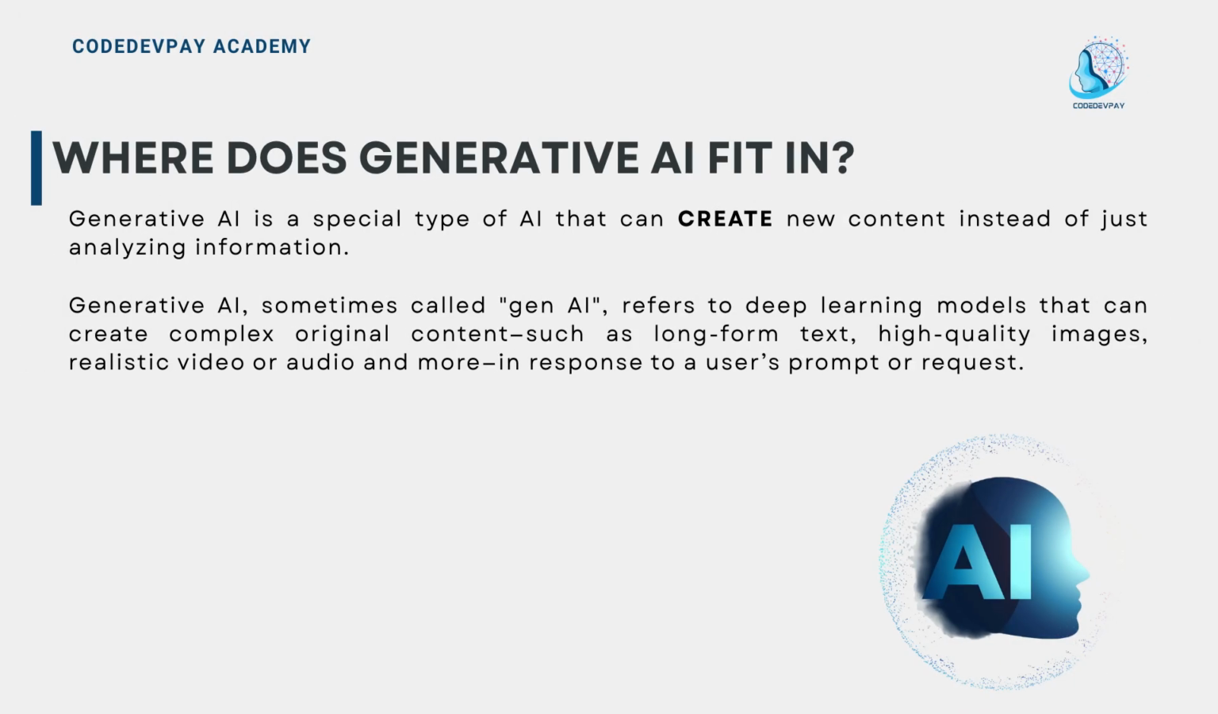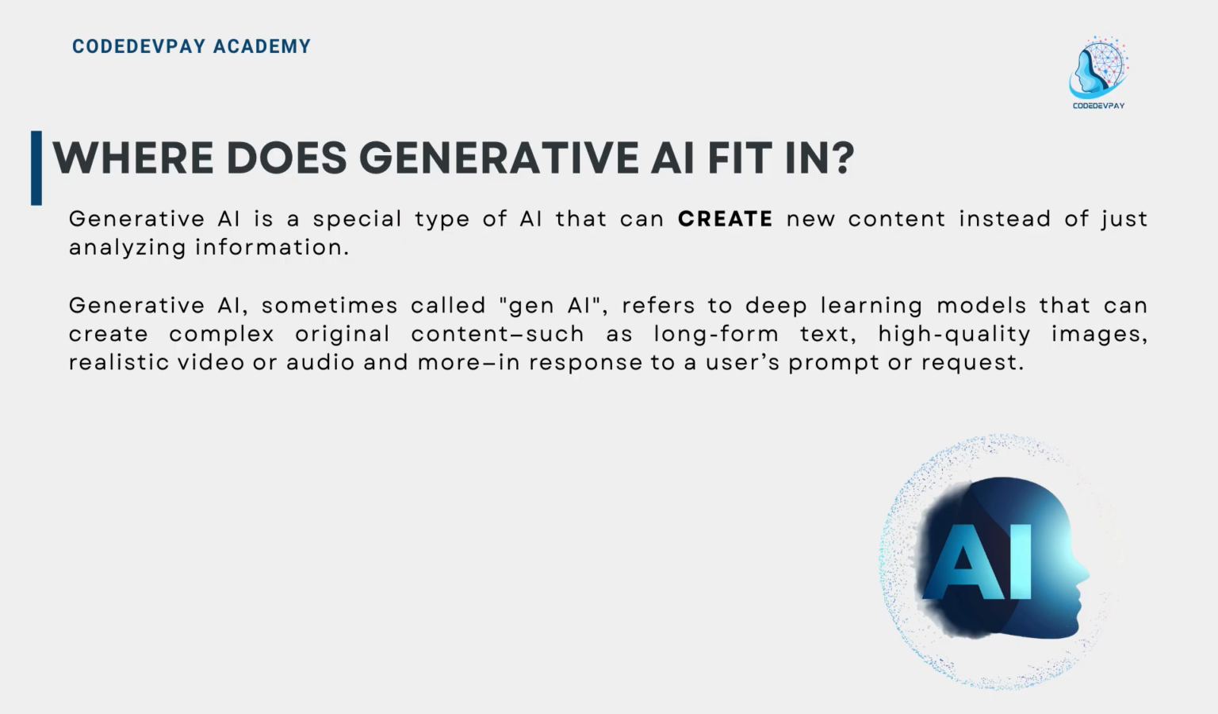Now let's look at where generative AI comes in. You know this course is about generative AI. So generative AI is a special type of AI that can create new content instead of just analyzing information. Generative AI, sometimes called Gen AI, refers to deep learning models that can create original content such as long form text, high quality images, realistic video or audio, and more in response to a user's prompts or requests.